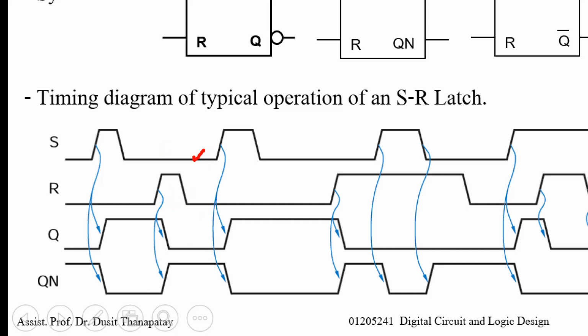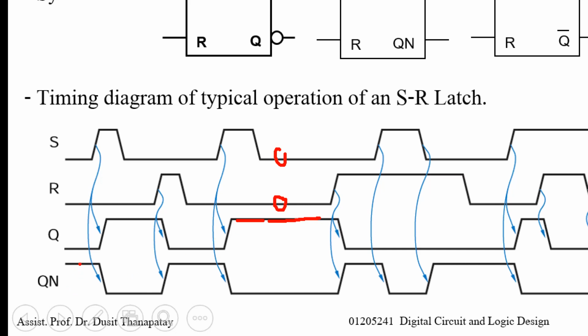And this point of time is 0, 0, not active both. Okay, same value as the previous one. Okay, 0 at here and 0 at here also. And now S is 1, R is 0. What happened? Set, right? Set. Okay, S is active. So Q changes to 1. And 0, 0 at here, no change. Okay, the previous is 1, so now is 1 also.